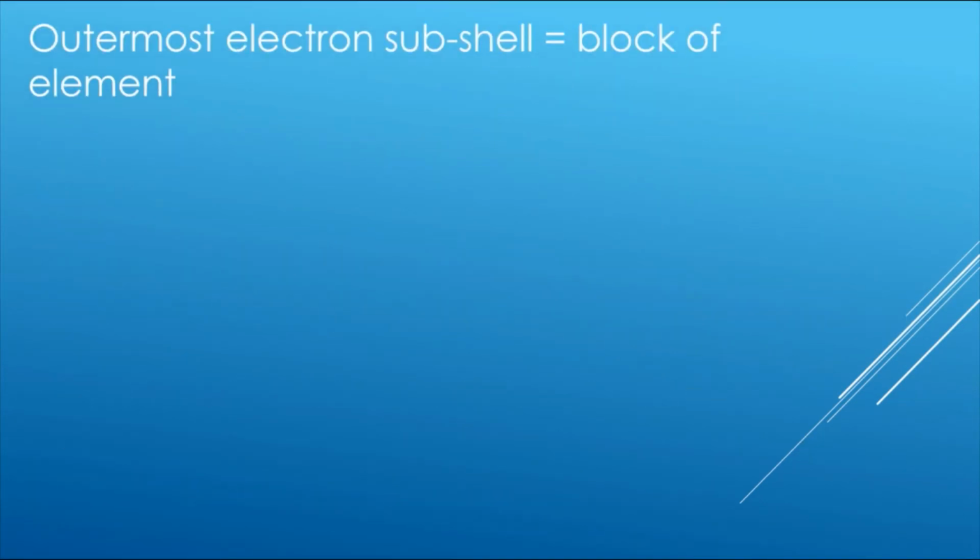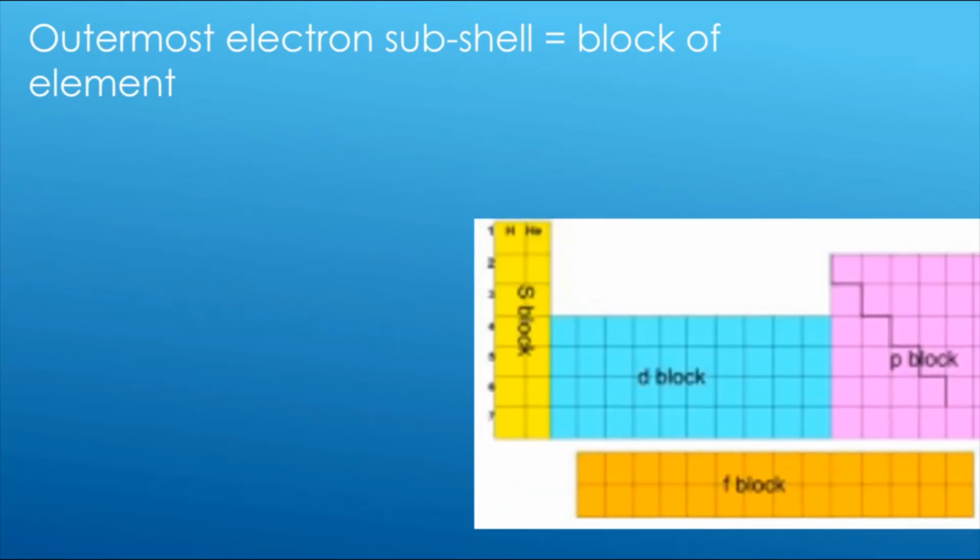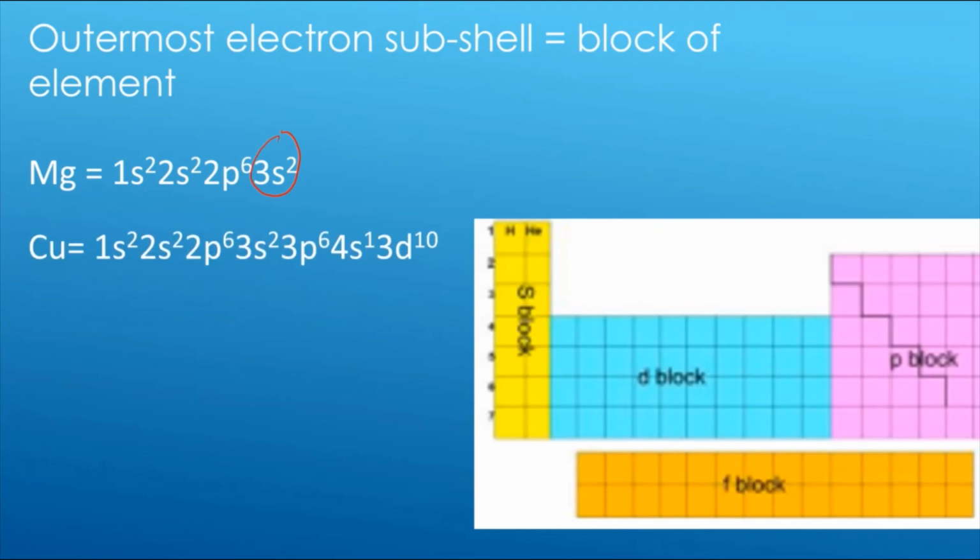Alright, so the subshell with the outermost electrons is basically the block of the element. So we have 4 blocks. We have the S block, the D block, the P block, and the F block. We can find the block each element belongs to by looking at the subshell which is at the end. For example, this has 3s2 at the end. Because it has S at the end, we know that it belongs to the S block. For example, copper has 3d10 at the end, so we know that this belongs to the D block.